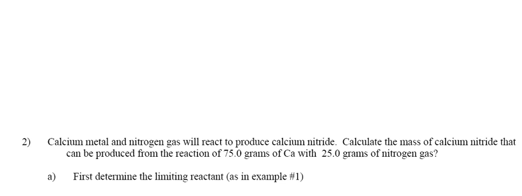This is question 2 on the examples. Question 2 asks, calcium metal and nitrogen gas will react to produce calcium nitride. Calculate the mass of the calcium nitride that can be produced from the reaction of 75 grams of calcium with 25 grams of nitrogen. Part A.